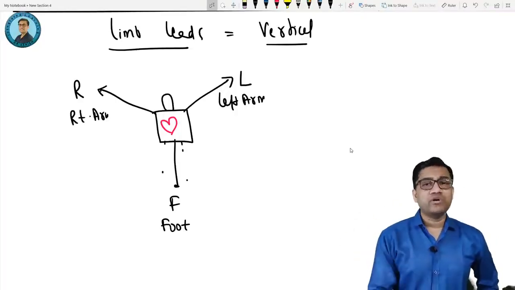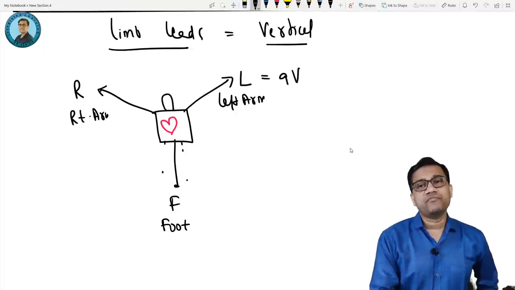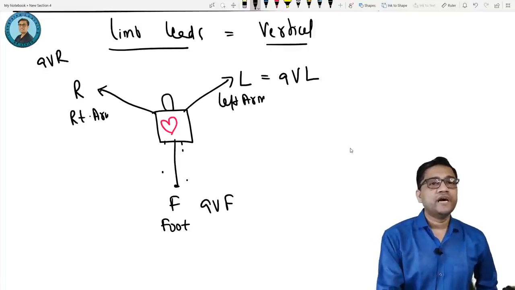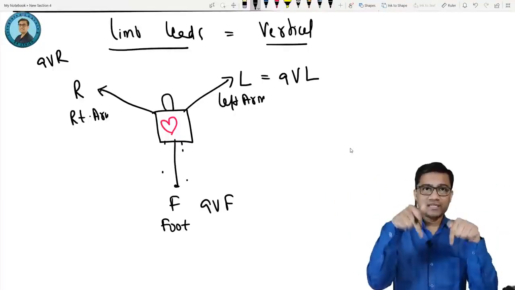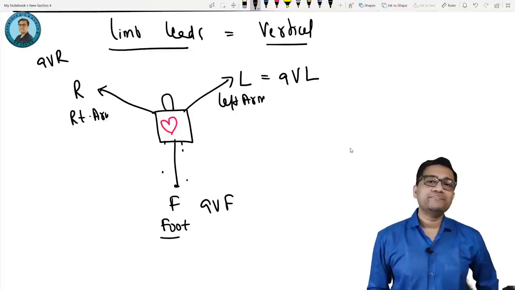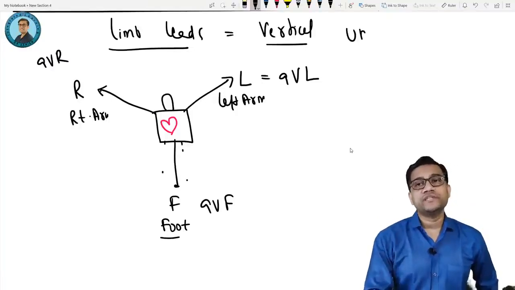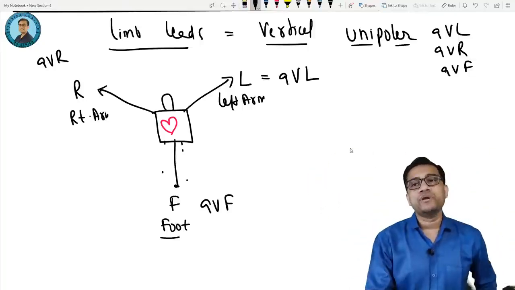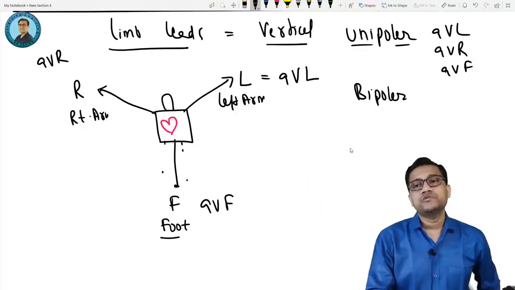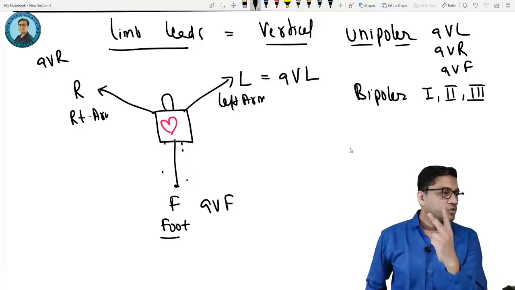And what is the full name of this? They are called augmented voltage L, AVL, AVF, and AVR. So now you can see the left side, inferior, and the right side. So right side, left side, and the foot, that is the lower part. Now these are unipolar leads. Uni, because they have only one pole. So the unipolar leads are AVL, AVR, AVF. Easy. Now if you connect two limbs, it becomes bipolar. So bipolar are 1, 2 and 3.